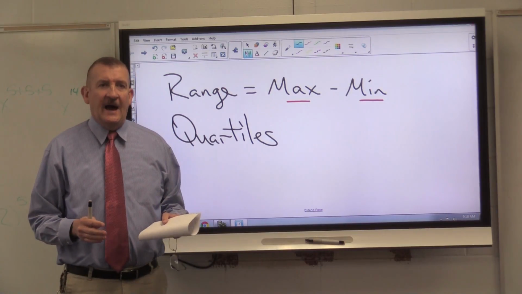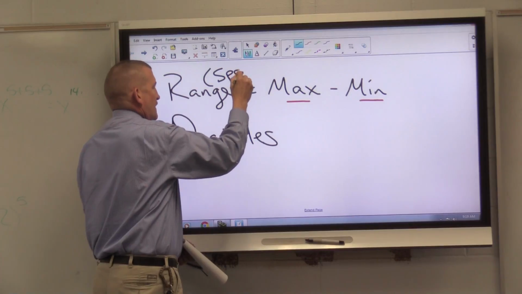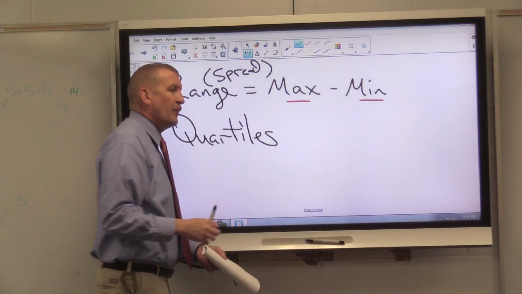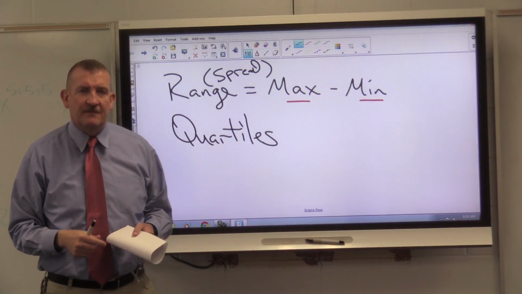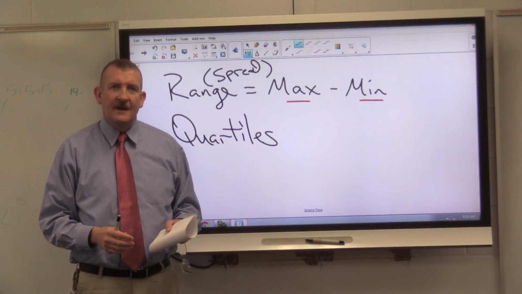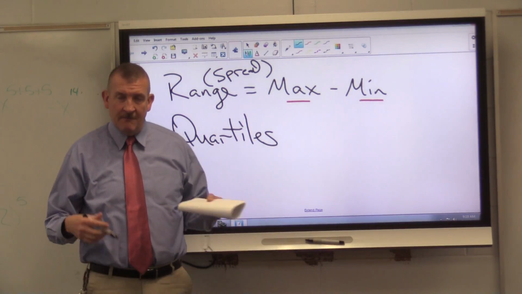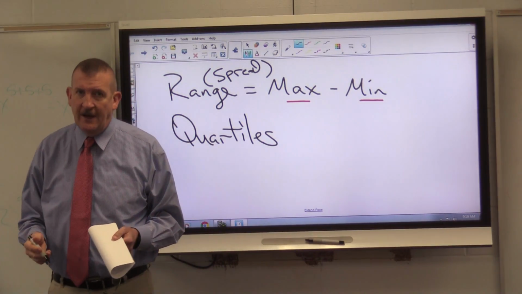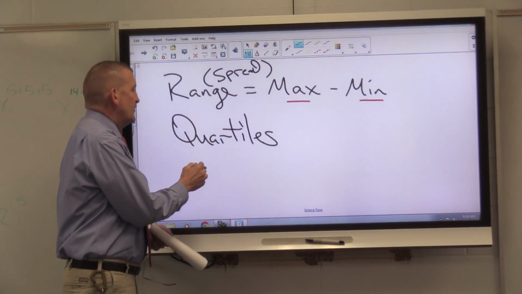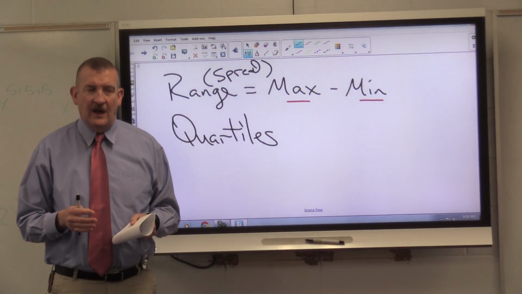And a quartile, just like the range, I put in parentheses because I should have mentioned it. The range is the spread of your data, from your maximum value minus your minimum value. Well, now we're going to talk about what's meant by the term quartiles.